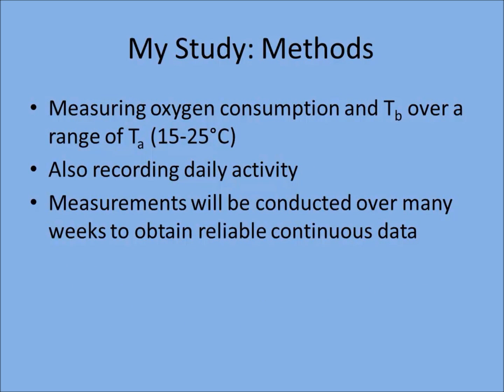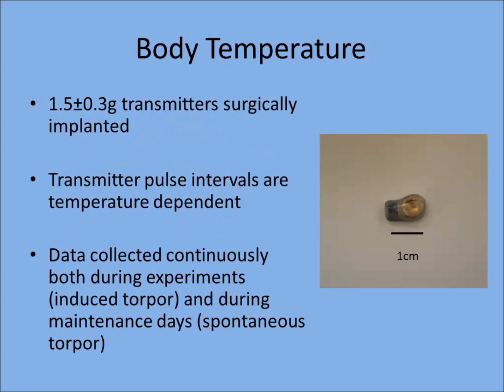My project is going to have two main experimental procedures. The first, measuring its oxygen consumption and body temperature over an ambient temperature range of around 15 to 25 degrees Celsius. But also, while respirometry is not occurring, I'll be recording daily activity. My experimental procedure has already begun, and it will continue over the next couple of weeks to months to ensure reliable continuous data. I'll be measuring body temperature using these transceivers that were surgically implanted into the animal.